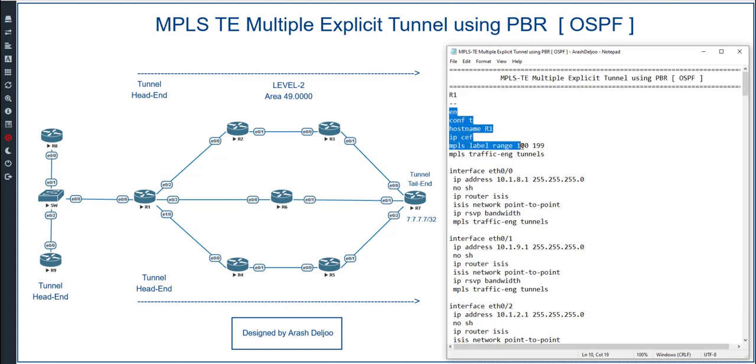Here in R1, we need to configure conf t, hostname R1. I'm only going to review the configuration: MPLS label range between 100 and 199, and then I enabled MPLS traffic engineering tunnels.